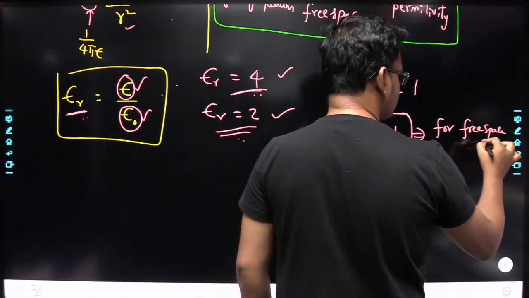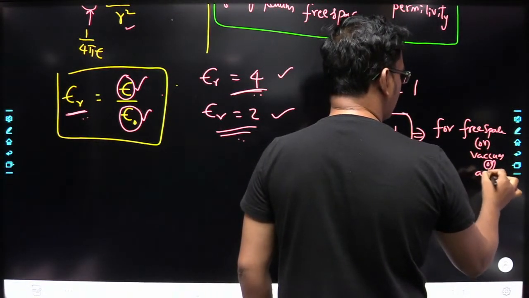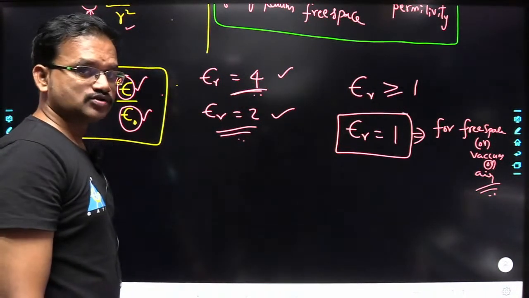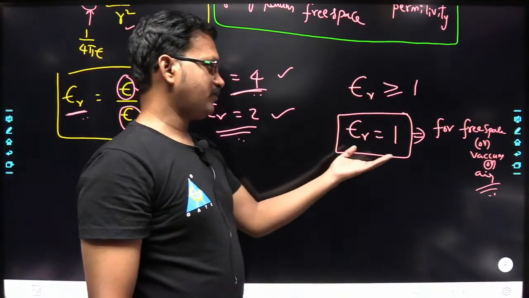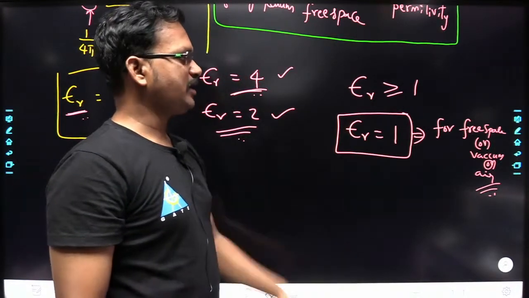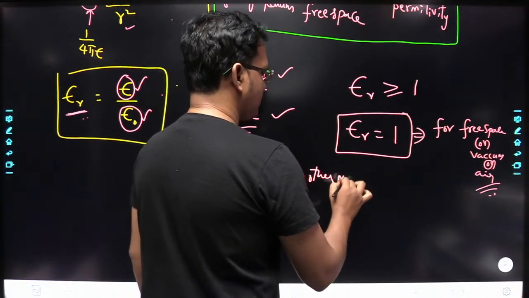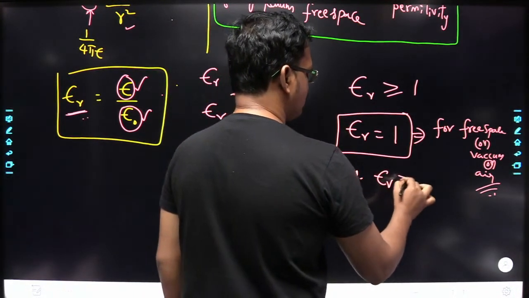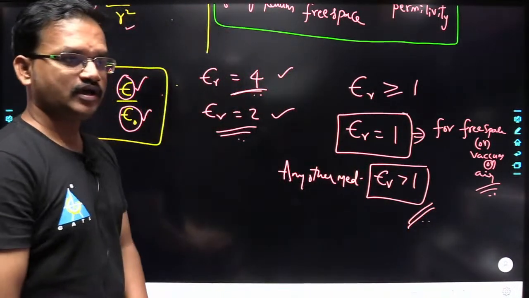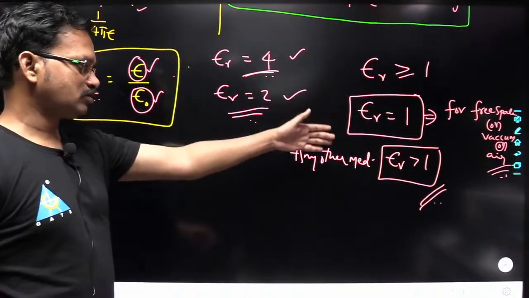So for free space or vacuum or air medium, in all these cases we will consider the epsilon r value equal to 1. So the relative permittivity is least for free space, vacuum, or air medium. For any other medium, this epsilon r value is greater than 1. So what can we conclude from this?